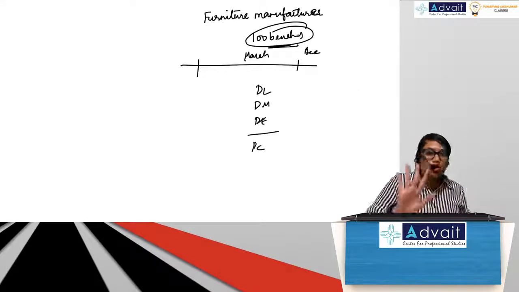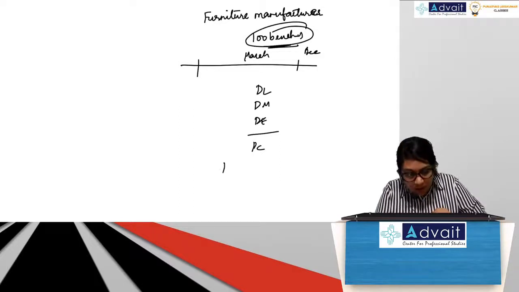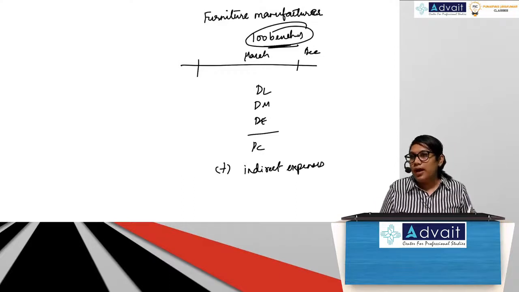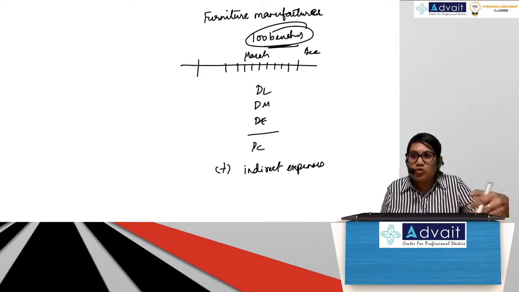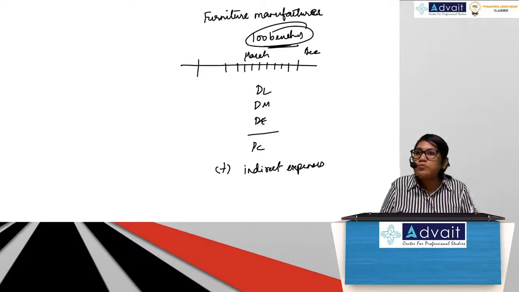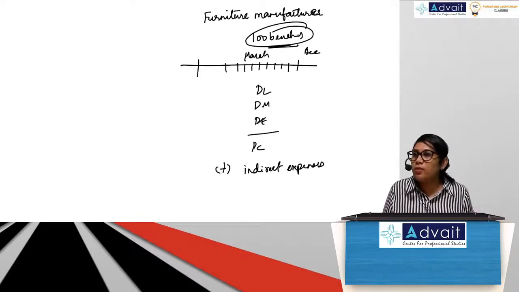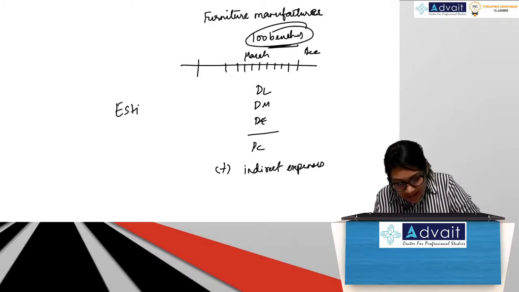So up to prime cost, no tension. The tension starts after prime cost. Because now I have to add my indirect expenses. And indirect expenses, how do I add? Because indirect expenses are spent month on month. I'm still in March. I have no idea what my actual expenses are going to be at the end of December. So a need arises that these indirect expenses be estimated.